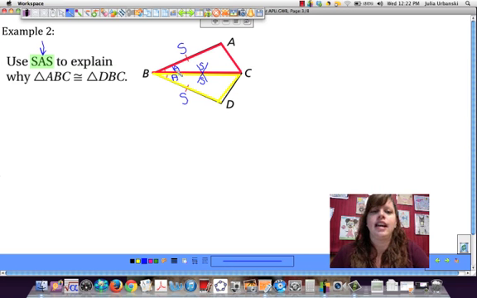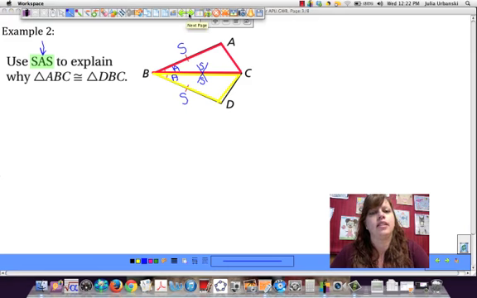And now you can see the angle is sandwiched right in between them. This side comes this way, this side comes this way, and they meet right where that congruent angle mark is. And that's what you need, side, angle, side. Side, angle, side. The order matters. The angle has to be directly between the two sides.